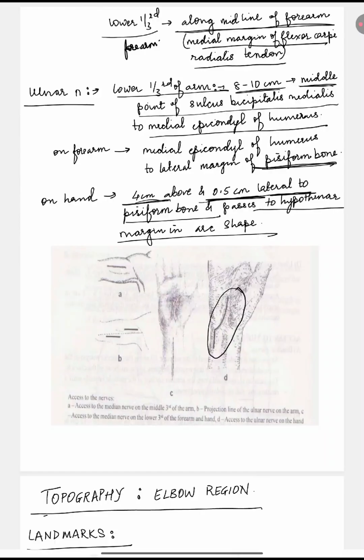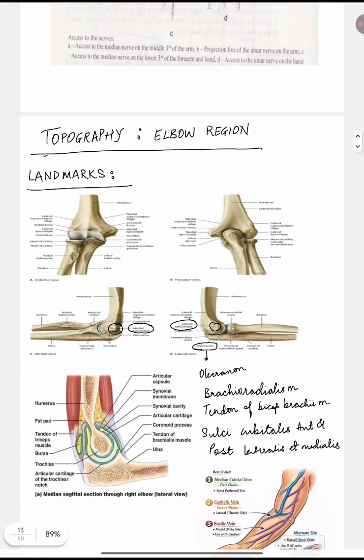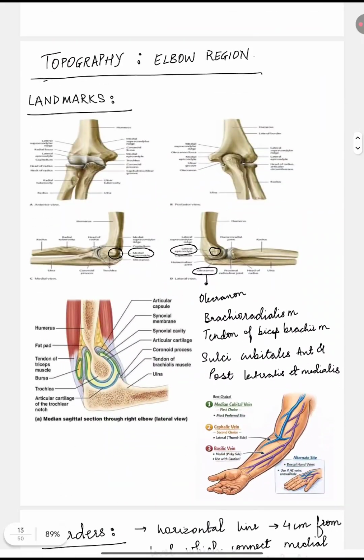Now we will move on to the topography of the elbow. What are the landmarks? First, olecranon of the ulna. Brachioradialis muscle. Tendon of biceps brachii muscle. Medial and lateral epicondyle. Sulcus cubitalis anterior and posterior, lateralis to medialis.